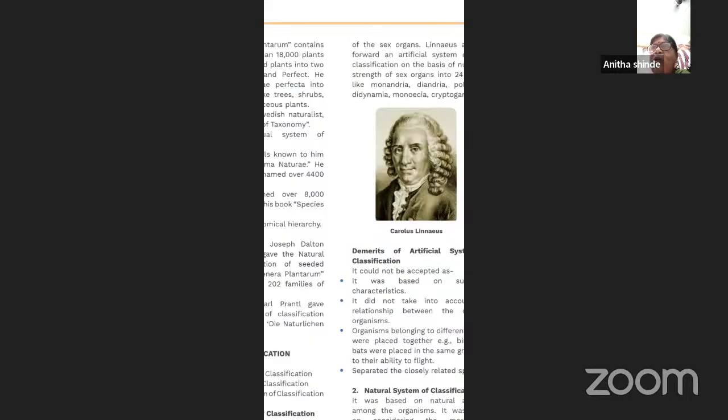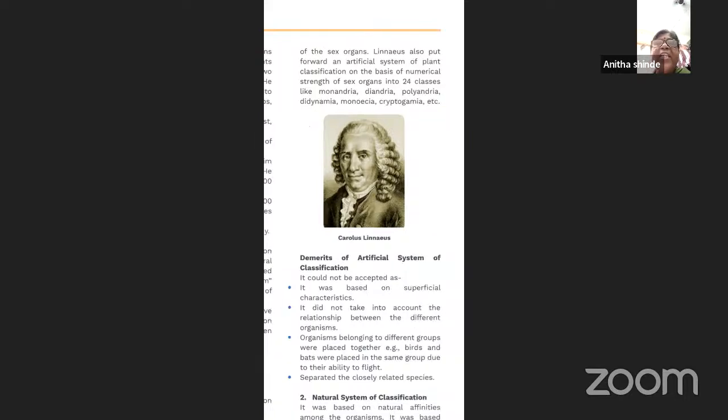Now, if you take plants, you have the androecium as well as the gynoecium. If you take animals, you have the male as well as the female sex organs. Based on that, this artificial system of classification is built, and not much is given regarding this. Only the scientist Carolus Linnaeus put forward an artificial system of classification based on the number of sex organs, especially with reference to plants. He classified them into different classes, about 24 classes.